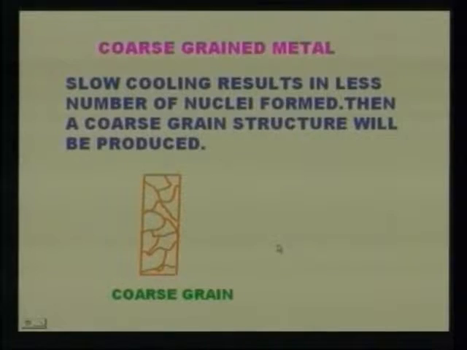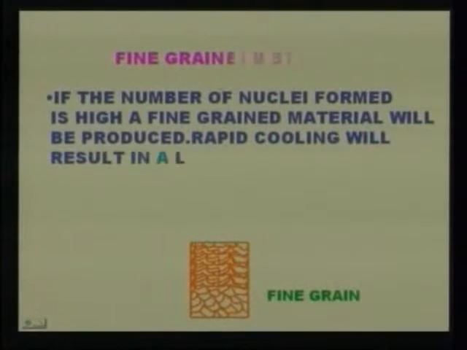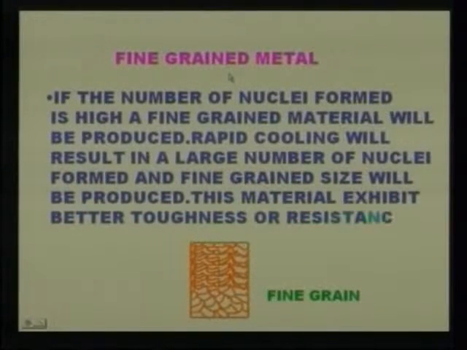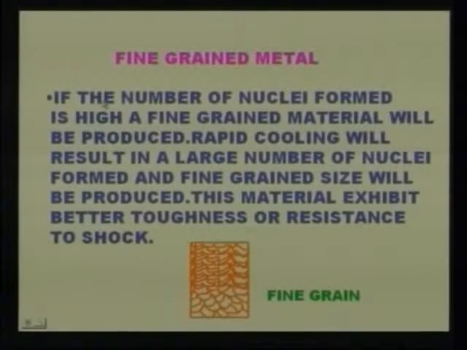Now let us see fine grained material. In fine grained material, the number of nuclei is high. When cooling takes place, more crystals are formed. Let us see what a fine grained metal is. If the number of nuclei formed is high, a fine grained material will be produced.